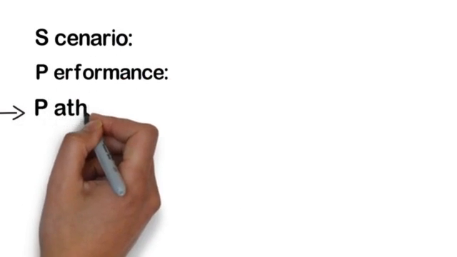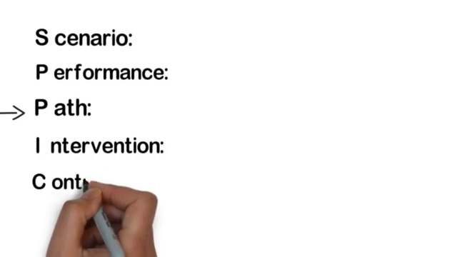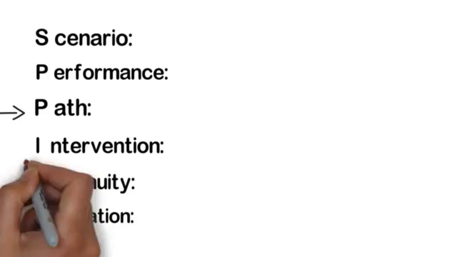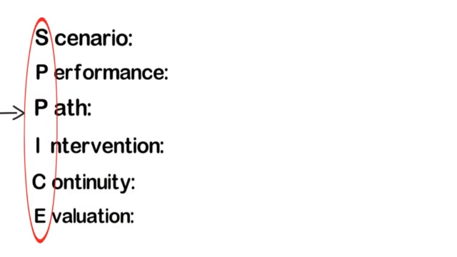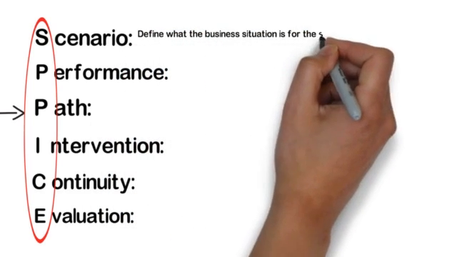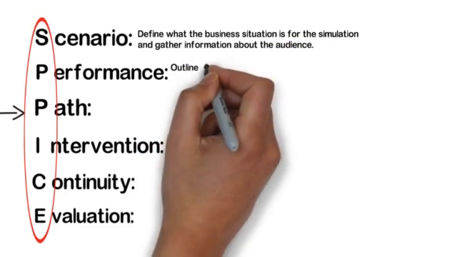This model is broken up into 6 parts: scenario, performance, path, intervention, continuity, and evaluation, or SPICE for short. Let's start back at the top to dig deeper into this model. The SPICE model starts with the scenario stage. Here we're defining the business situations that we will be simulating and gathering information about the audience.